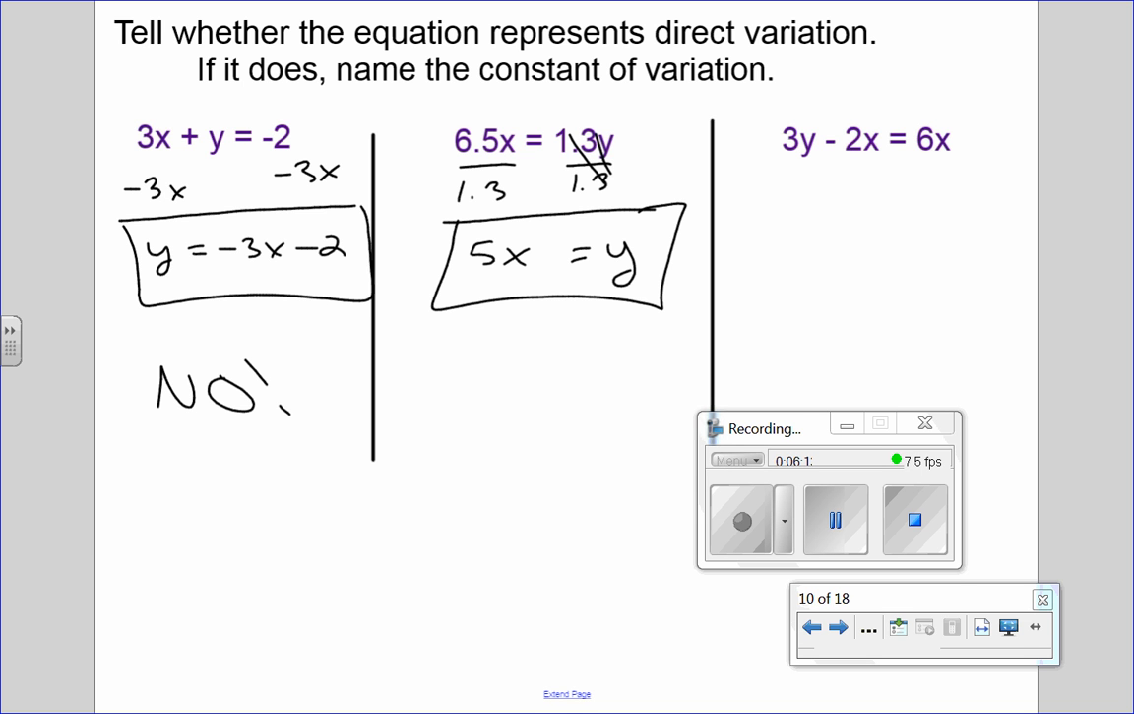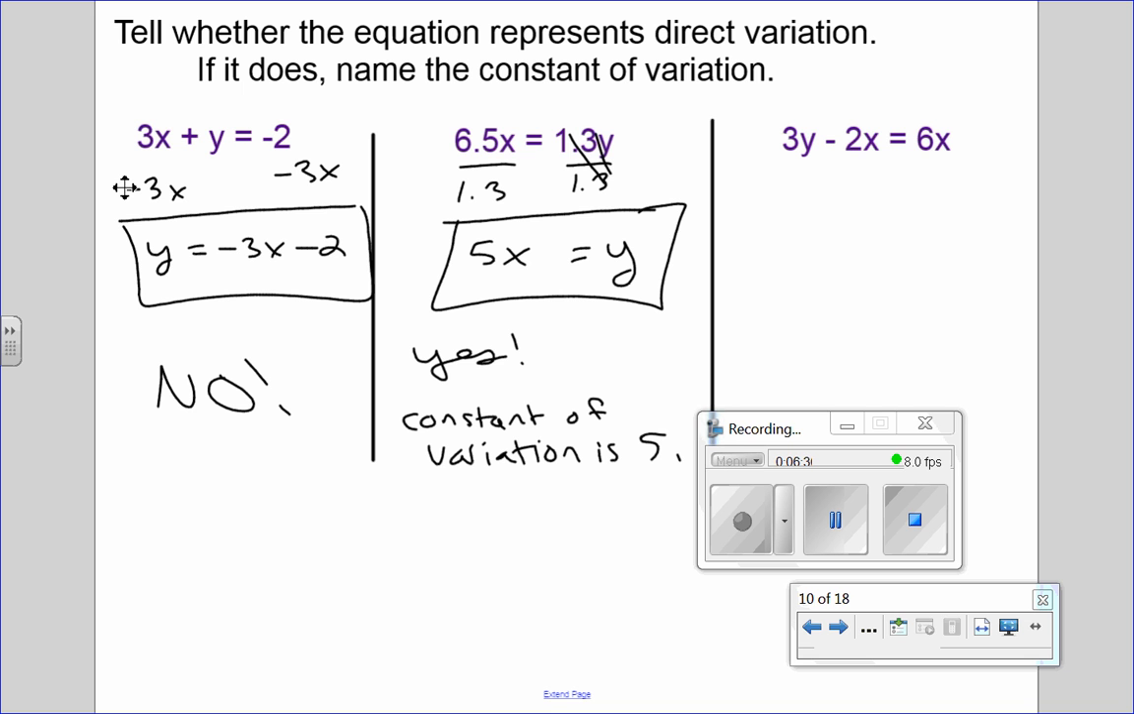Does that look like it's direct variation? Does that have a y-intercept of 0? Yes. Now they said, if it does, name the constant of variation. The constant of variation is just the slope. So what's the slope? 5. Good job. The constant of variation is 5.